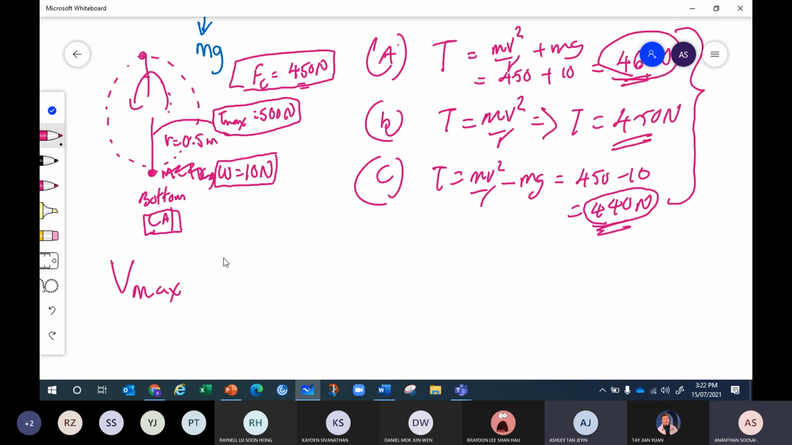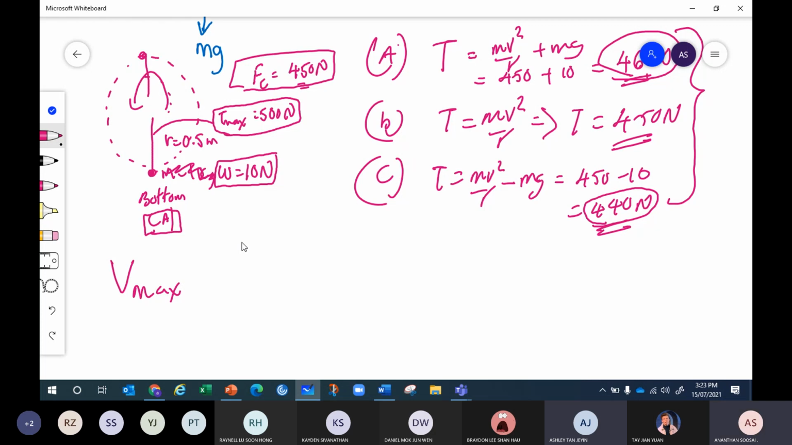Will the string break? Okay, good. The string will break. Most likely the string will break at which point? Ashley? When the tension is greater than centripetal force.